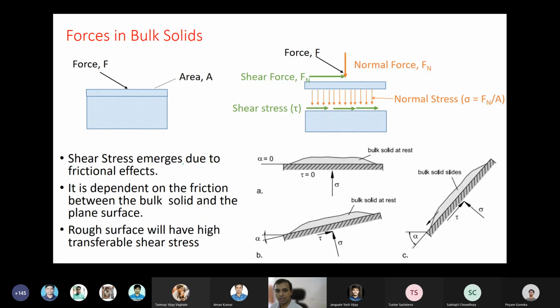Now, what are the different forces in the bulk solid? Sorry, I didn't make an animation here. It makes the whole slide messy, so please bear with me. I'm really sorry, I should have made an animation. It makes it easy. So let's say I have filled this container with solid particles.